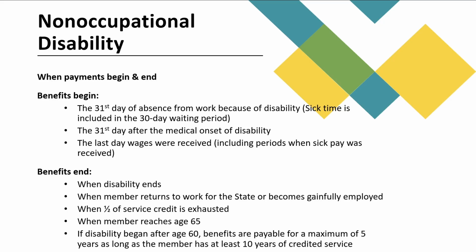The benefits end when the disability ends, when the member returns to work, when half of the service credit is exhausted, or when a member reaches age 65. Yet if the disability began after age 60, benefits are payable for a maximum of 5 years, as long as the member had at least 10 years of credited service on record at the time the disability benefit began.